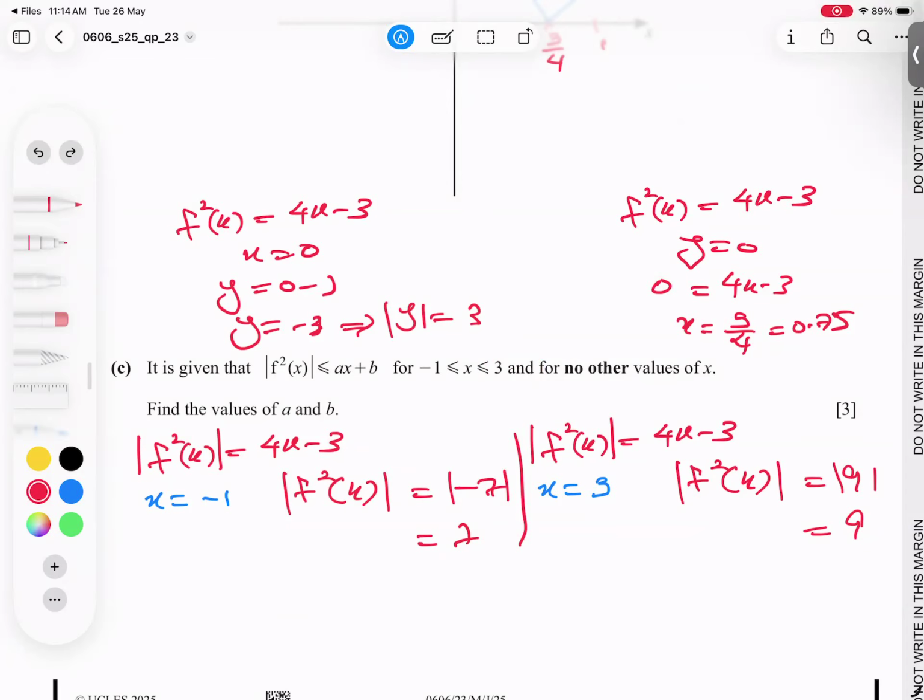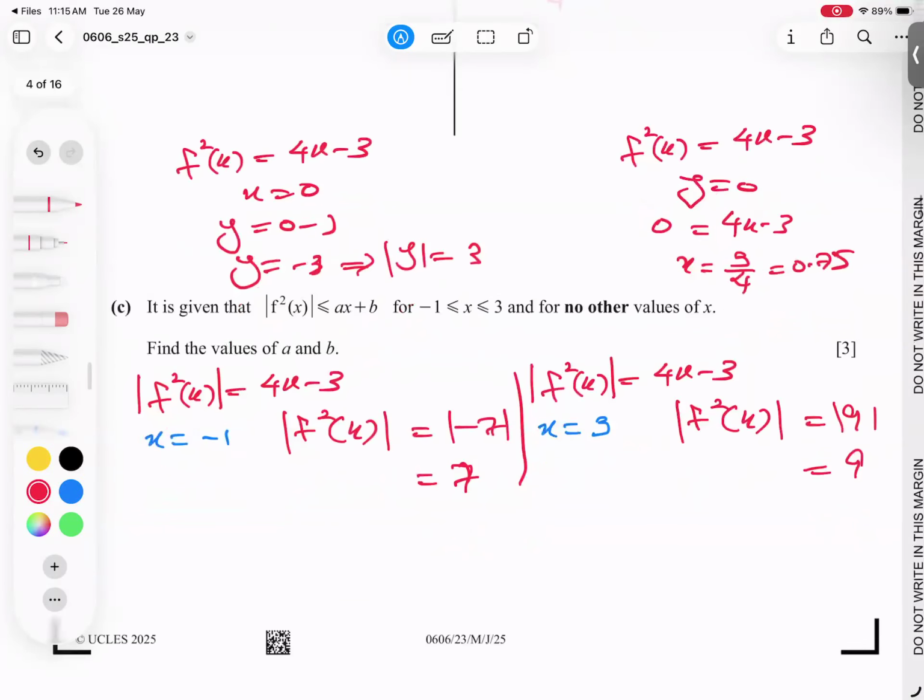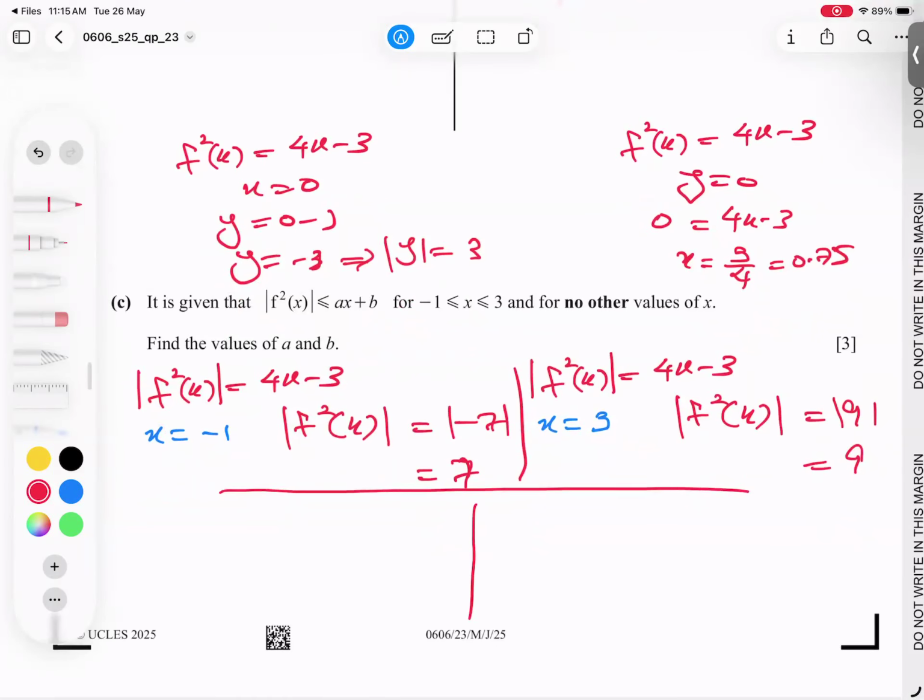Okay, now students, check it. I got these two values, but now we have to check how we can get the A and B values. So one by one, we need two equations. Have a look now. When I plug in -1, the y value is coming 7. So I got -1 and 7. And when I replace 3 inside this equation, I'm getting 9.